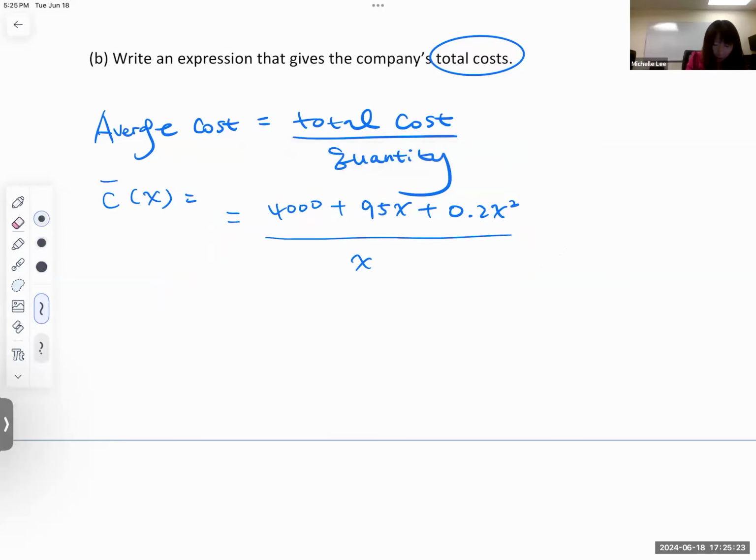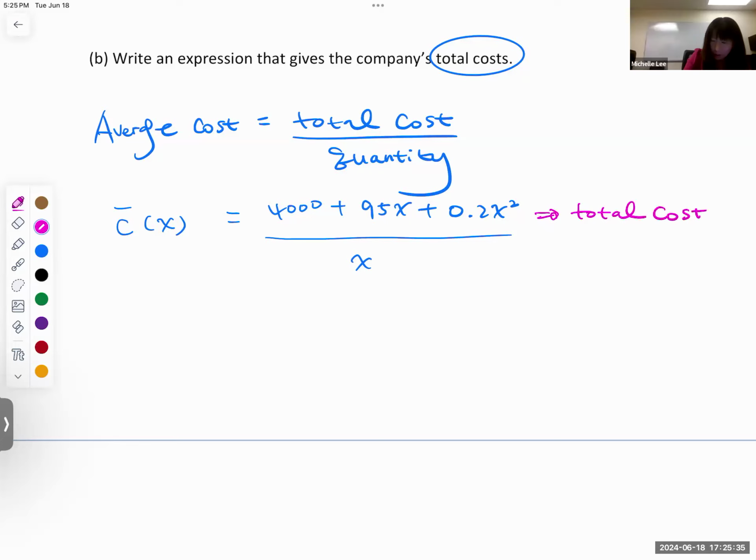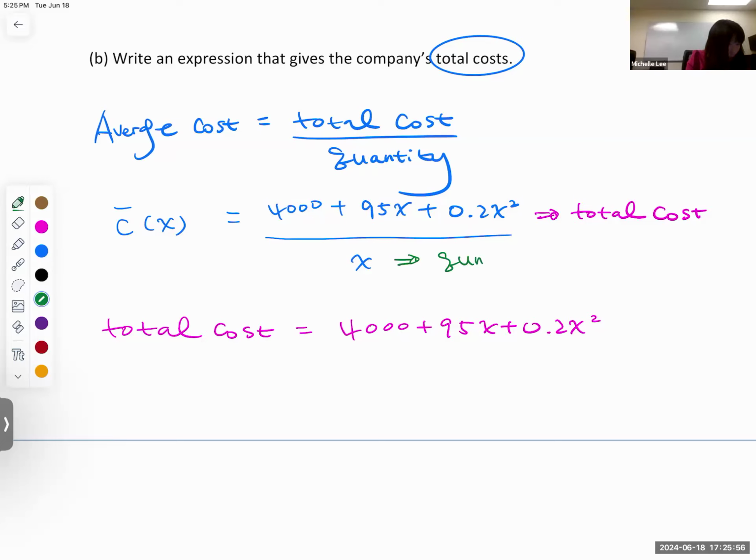Okay, then this will be the total cost, right? So this is the total cost: 4,000 plus 95x plus 0.2x squared. For your reference, this is the quantity, right? Quantity.